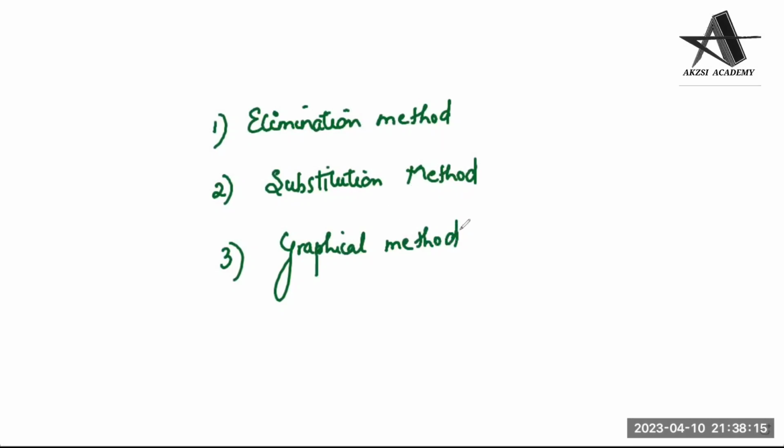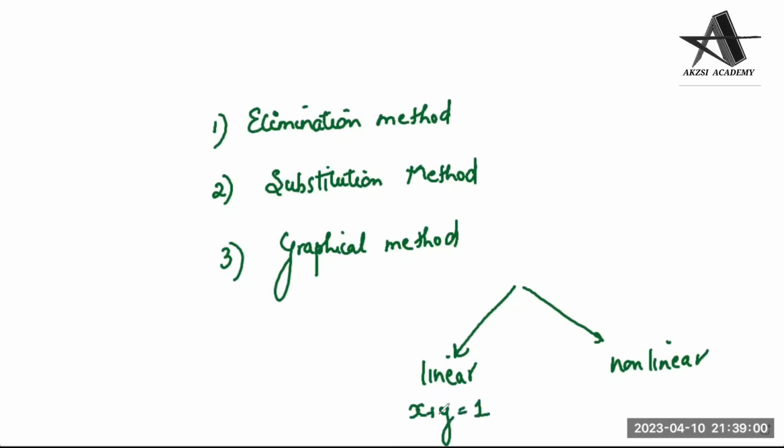Now, simultaneous equations are of two types. First is linear simultaneous equations and second is non-linear simultaneous equations. Linear, we know, means the highest degree is 1. Suppose the equation is x plus y equals 1. The highest power of x and y, both the variables, is 1. So x plus y equals 1.